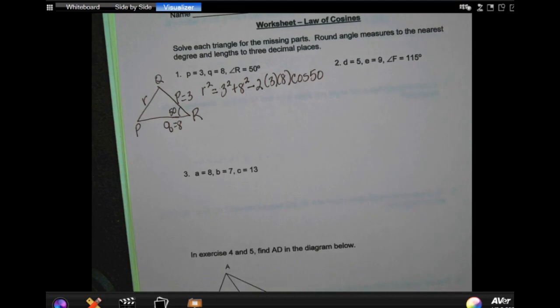So everybody type that in. 3 squared plus 8 squared minus, in degree mode, 2 times 3 times 8 times cosine of 50.